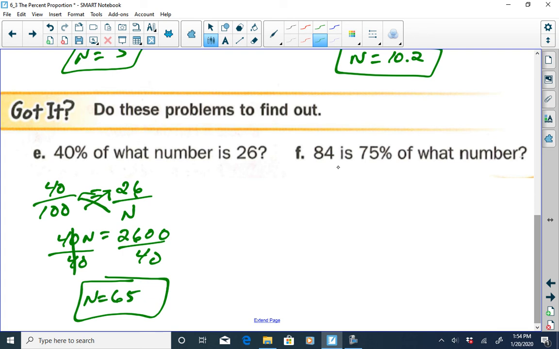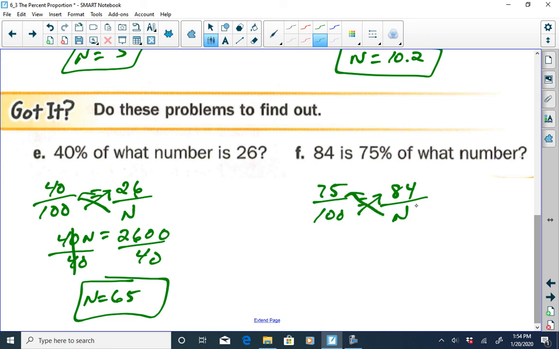84 is 75% of what number? I'm given 75%, so that's got to be the numerator of my percent ratio. The phrase what number follows the word of, so we're looking for the whole amount. We're given the part. 75 over 100 is equal to 84 out of some amount.